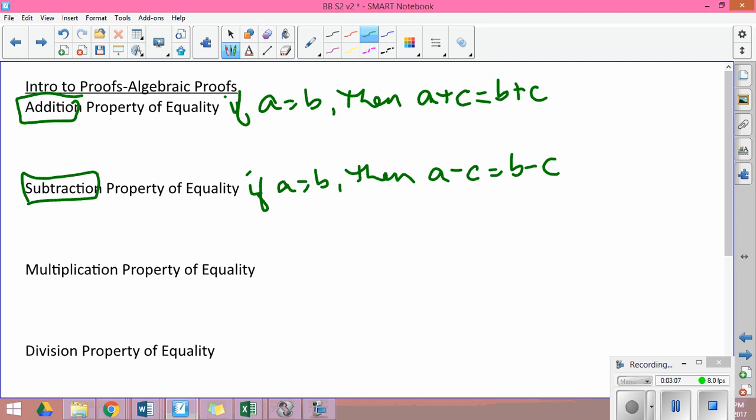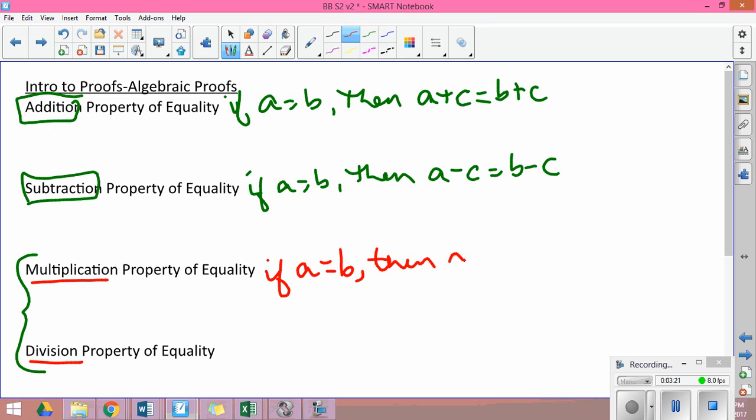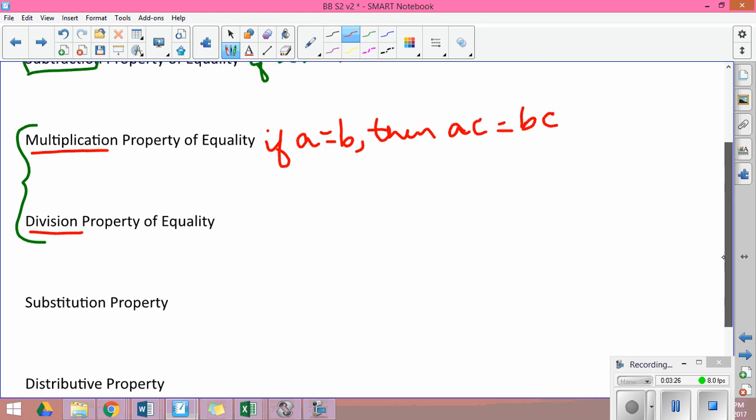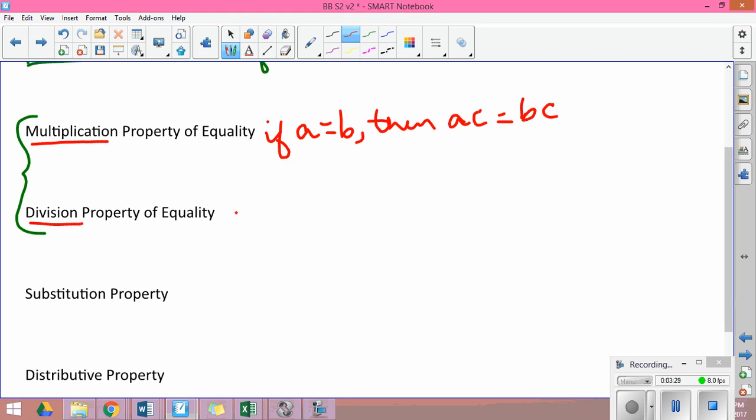We keep it balanced. Multiplication and division, also partners in crime. If I start with that equality of A equals B, multiplication says I can multiply both sides by the same number, then A times C is exactly the same as B times C. And I haven't changed it because I've kept it balanced. I can divide both sides. If A equals B, then I can divide both sides by the exact same number, and I don't change my equality. So those four are our solving for X properties that we use all the time.